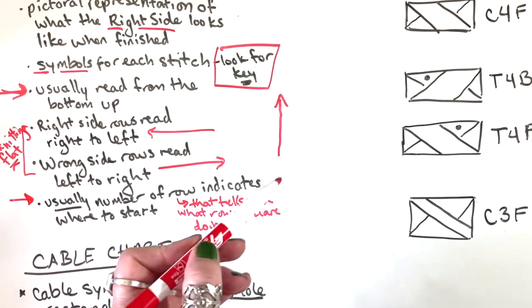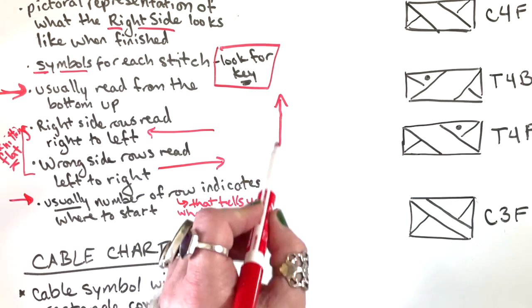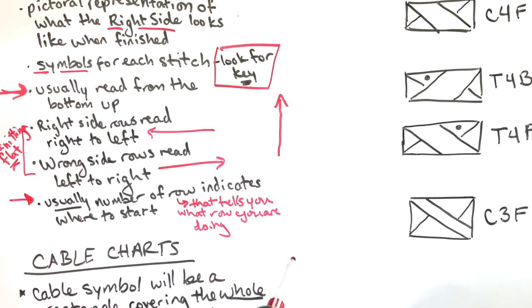When you're knitting in a circle, like on a hat, all the numbers may be over on the right, because you're always going in the same direction when you're knitting in a circle. When you're knitting flat, you're going back and forth. I will show you an example of that in just a minute.